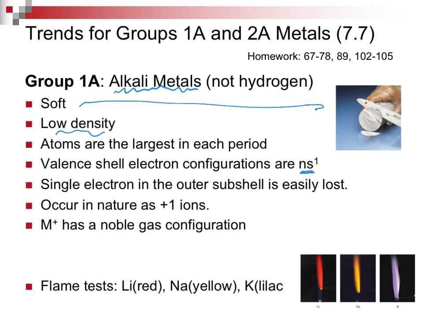All of the valence shell configurations are ns1, and that single electron is easily lost because we go to that noble gas configuration. They will occur in nature as +1 ions, and again, the M+ has a noble gas configuration.